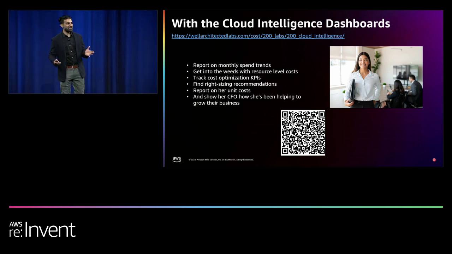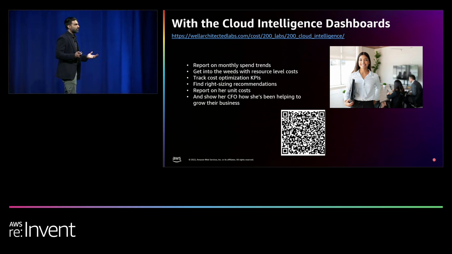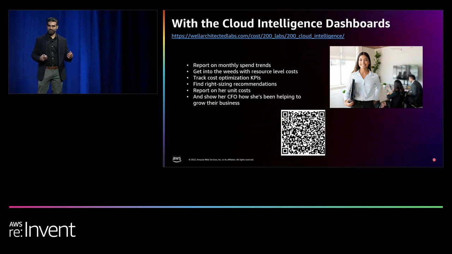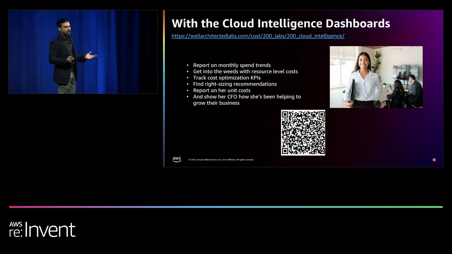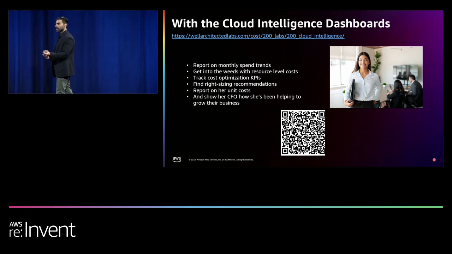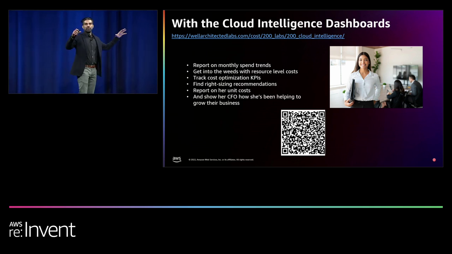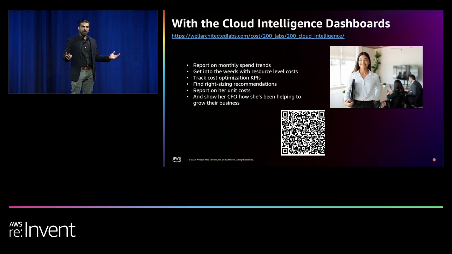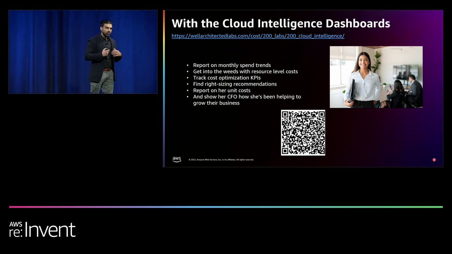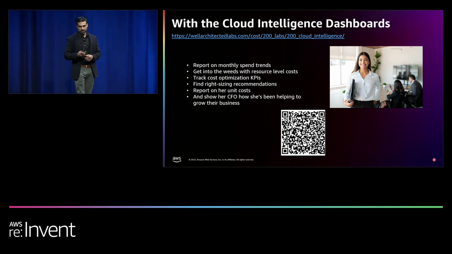So now, coming back to Amy, she learns about all these capabilities, and she works with her AWS admin and runs through the setup and launches these dashboards in her account. And now she's able to quickly report on the monthly sprint trends. She's able to get to the resource level details so she can understand what was the cost of a Lambda function, what was the cost of a DynamoDB table. So she's able to get both the bird's eye view as well as the worm's eye view from these dashboards. She's able to see all the right sizing recommendations from a single place. And she can show, more importantly, to her CFO how her spend is trending and how that's helping her meet her objectives.